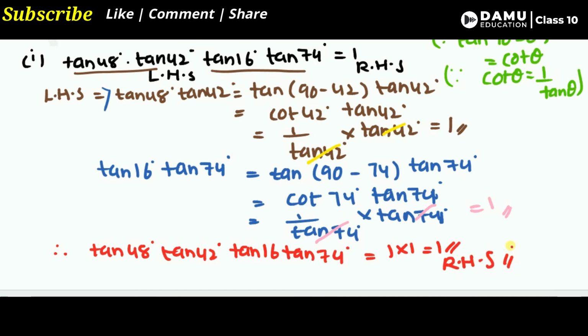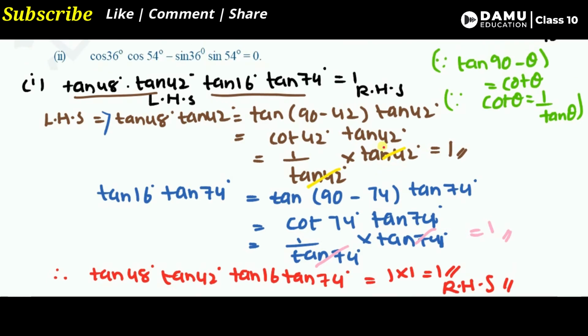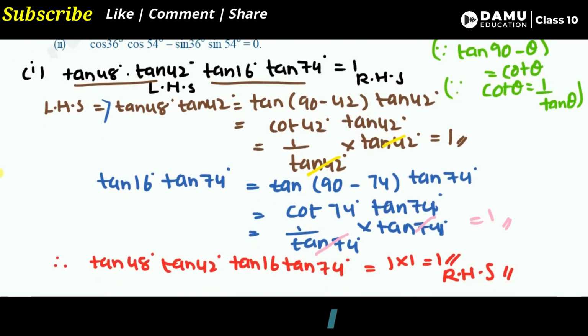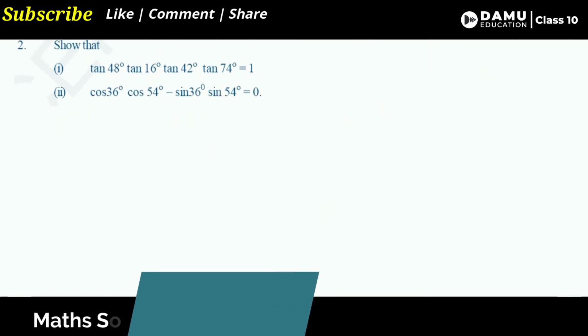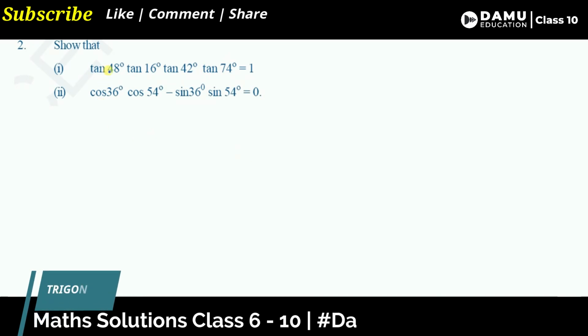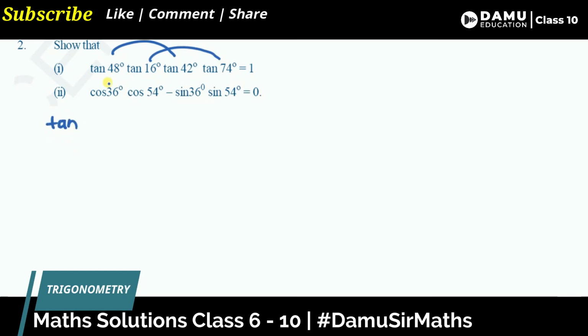For this same problem, we can go with another method. What is the other method? Let's see. For this same question, we'll go with another method. As we know, 48 and 42 form one combination, and the other pair is the second. So let's take the first combination, tan 48 and tan 42.